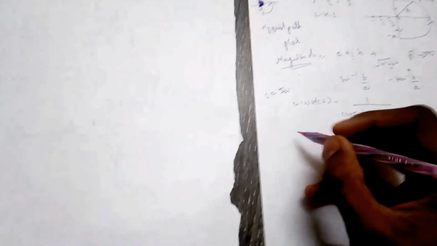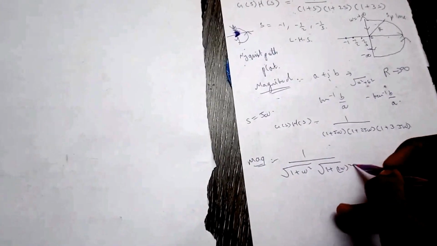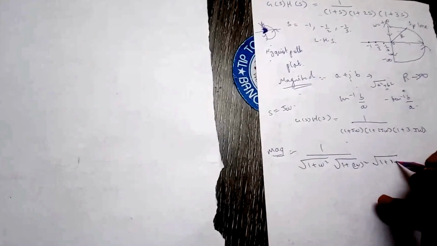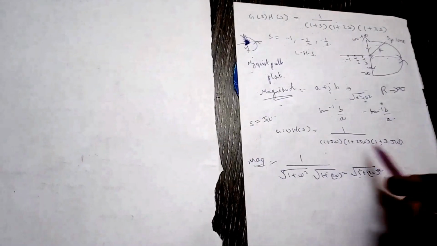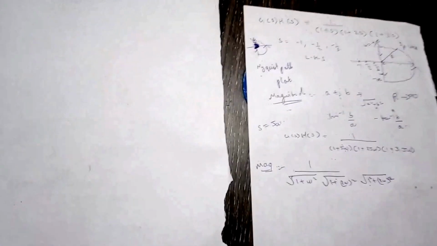Now the magnitude of this plot is 1 by the square root of (1 plus omega square) into the square root of (1 plus (2 omega) whole square) into the square root of (1 plus (3 omega) whole square). So here 1 square I have written as 1 directly. So this corresponds to this, this corresponds to this, this corresponds to this.